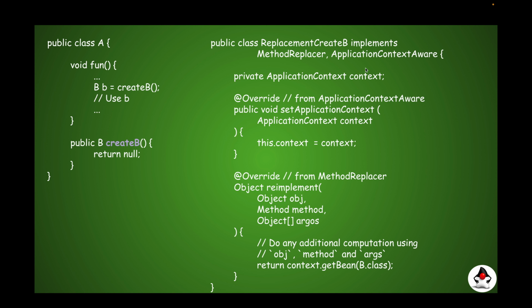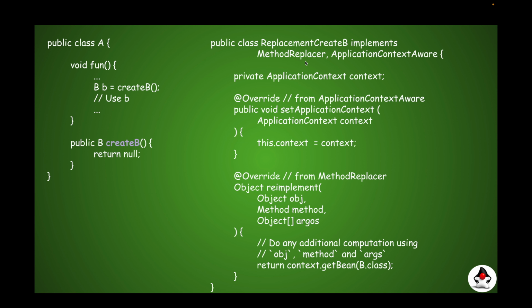Now let's first see application context aware. For the application context aware interface, we need to implement the set application context method. It takes application context as a parameter. What we are doing is just assigning this application context to the instance variable application context which we have defined.